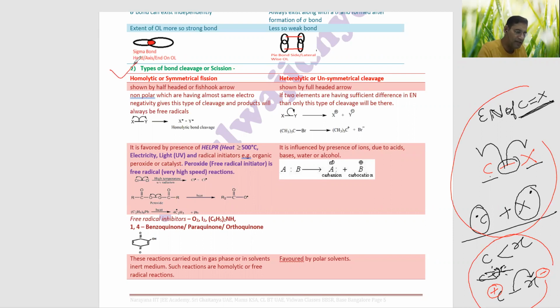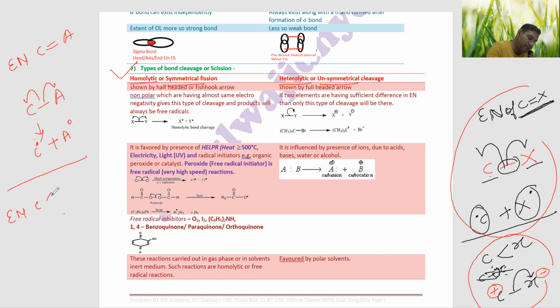Cleavage or breaking of a bond can be homolytic, that is symmetrical, or heterolytic, that is unsymmetrical. If these two atoms have the same electronegativity, then the splitting of this pair of electrons will be equal to each of the two atoms. This carbon will have one electron, so carbon free radical, and this A will also have one free electron, so that will be A free radical. This is homolytic cleavage. But if the electronegativity of carbon is lesser than A, then this bond will break. Since A is more electronegative, that pair of electrons will go to A, and this A will become minus charged and C will become plus charged. This is heterolytic or unsymmetrical cleavage.